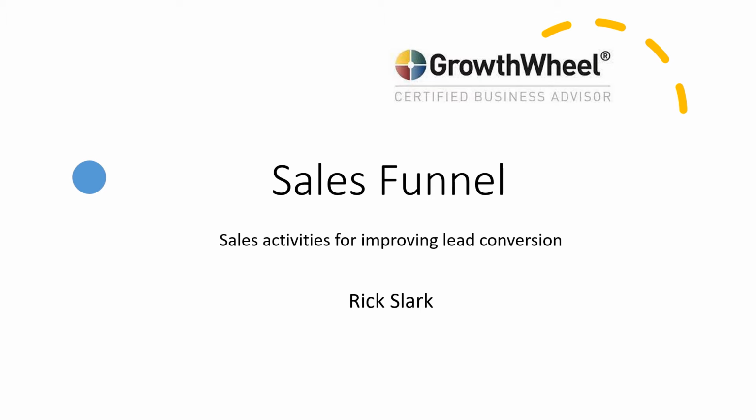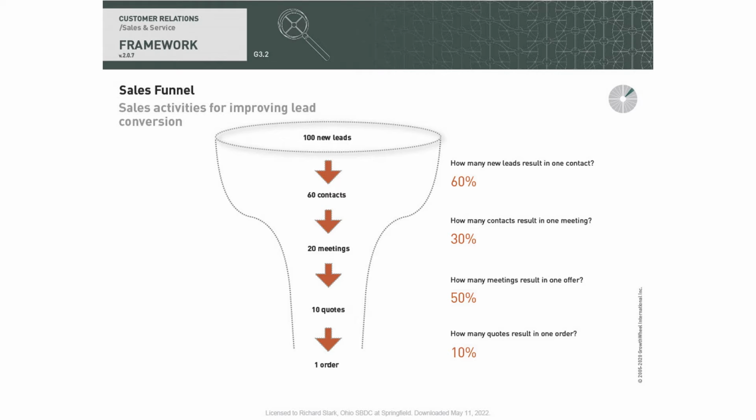Sales activities for improving lead conversions. The framework sales funnel shows the activities that lead to a sale and illustrates how leads are converted into orders. A number of prospects or leads results in a slightly smaller number of usable contacts. Only a part of these usable contacts will be interested in a meeting. And out of this number, a few will accept an offer, with only part of these few offers resulting in an actual order. And so the sales funnel shows the process of lead conversion.